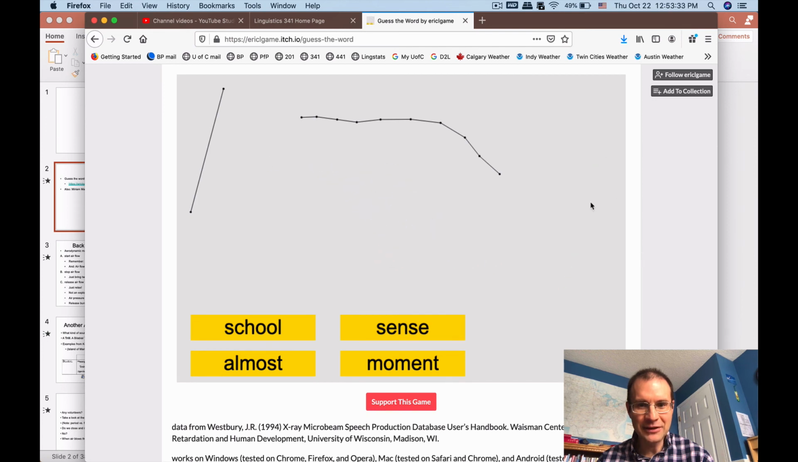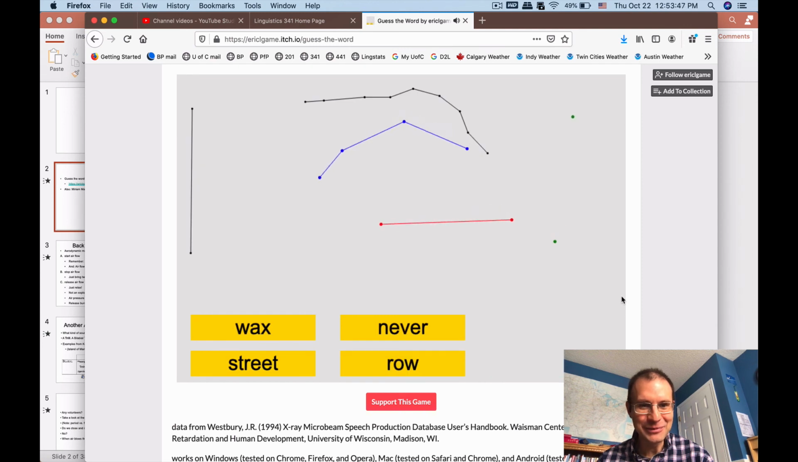Looking at the lips, I always forget to look at the lips because the tongue is so dramatic. But maybe it's moment. Moment. Yeah. I'll do one more. I haven't embarrassed myself yet. Gotta keep going until I do. This might be never, like there's a little lip motion here in the middle of it. Never. Yeah. Okay, three for three.